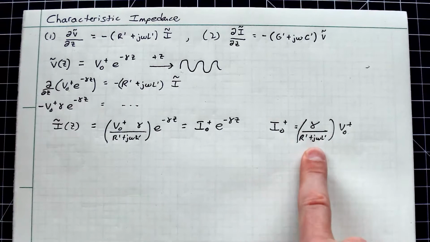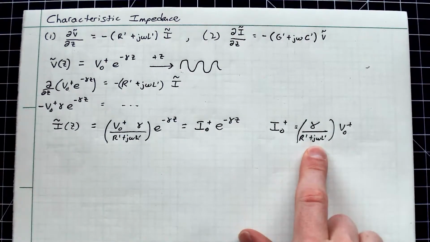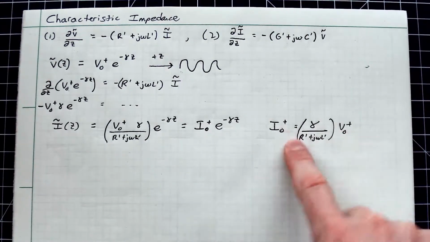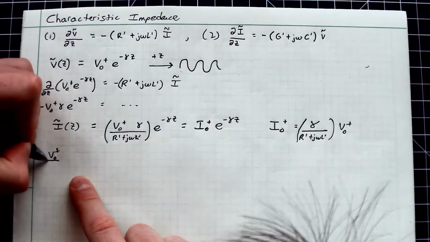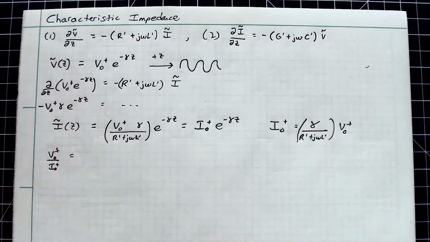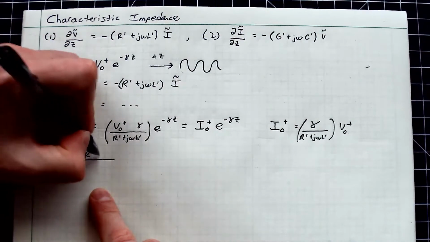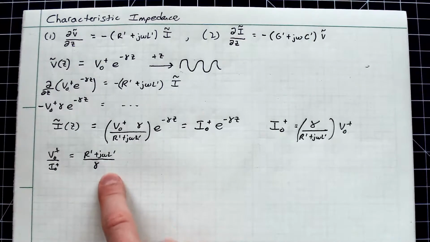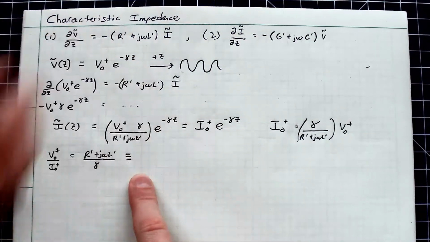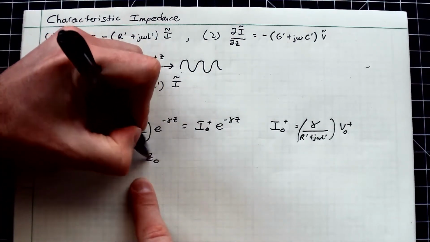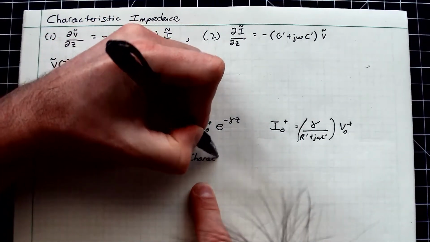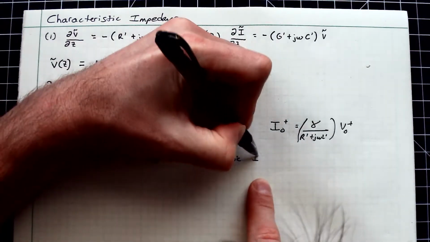So this particular parameter here is determined entirely by the geometry of the transmission line itself. What I'm going to do now is simply calculate this ratio of V0 plus over I0 plus, and what you'll find is you get the following value: r prime plus j omega L prime divided by gamma. This thing here is extremely important in transmission line theory, and we're going to give it a name, Z sub 0, or simply Z naught, and that is called the characteristic impedance.